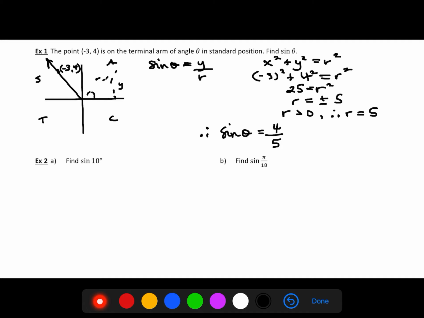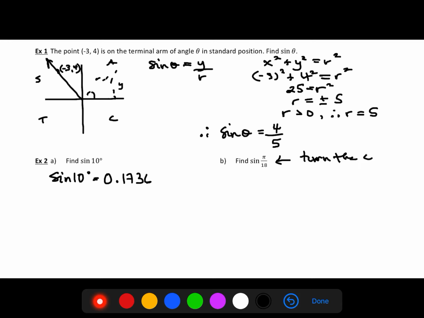Okay, this is the second point. We can just sub this into our calculator. Now, we can just put in sine 10. We know that sine of a 10-degree angle is equal to 0.1736. For our second one here, now we're talking about radians.